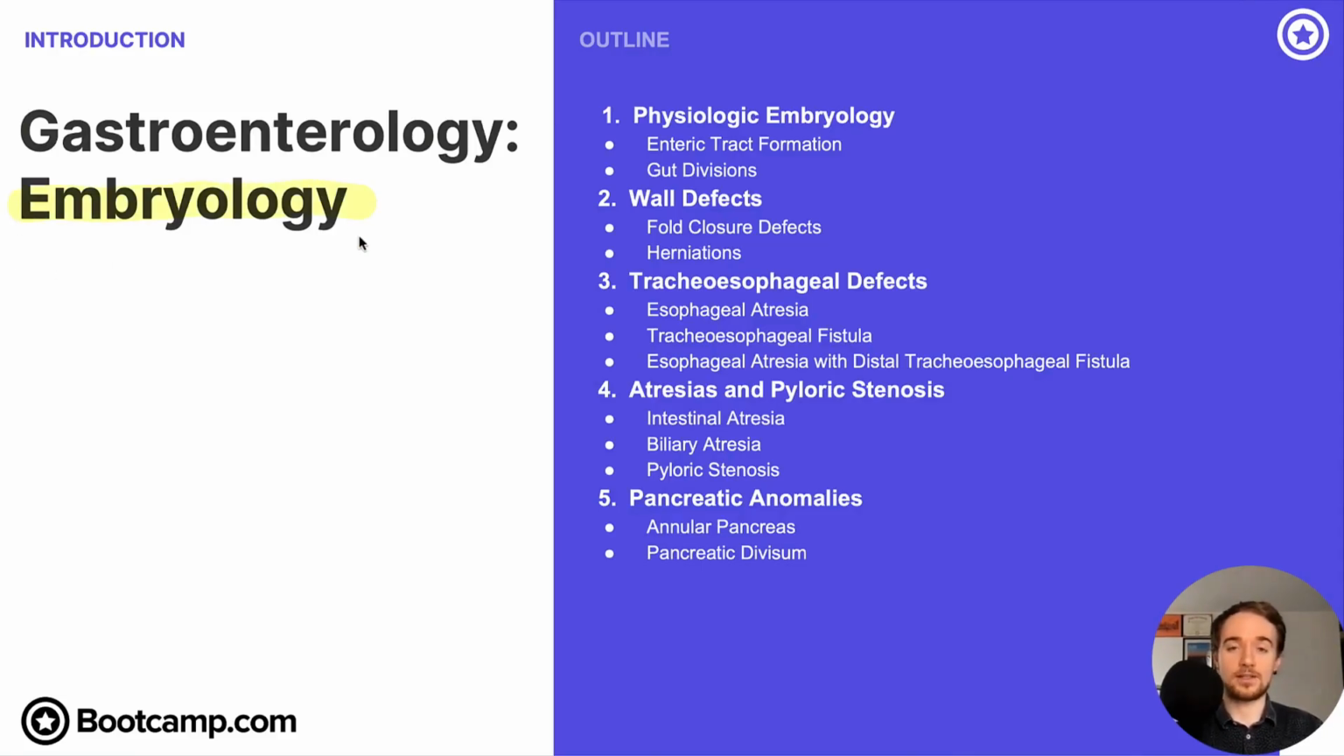I'm going to be taking you through gastroenterology, and we're going to begin with embryology. If you haven't already checked out our embryology section, I highly recommend you do that. The function of this chapter is mostly to give you a bit of background about the normal embryology for gastroenterology, which we'll cover in our physiologic embryology video with enteric tract formation and then also gut divisions, and then talk about some of the common pathophysiology that occurs during the embryology for the gastrointestinal tract. That's going to include wall defects, tracheoesophageal defects, and then atresia and pyloric stenosis, and then finally we'll finish off with some of our pancreatic anomalies.